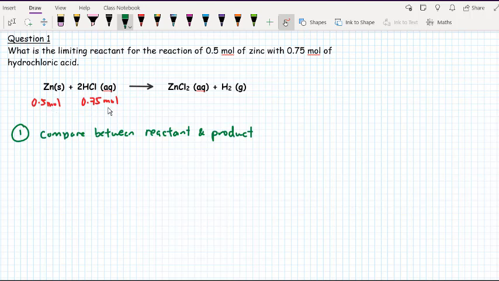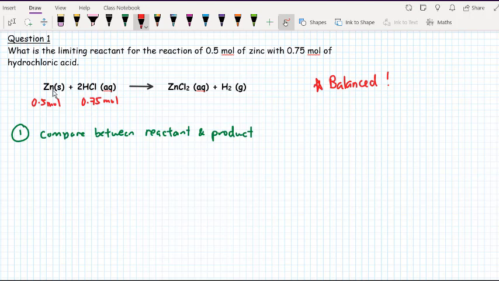In this case, you need to find the limiting reactant even if the question doesn't request it, because you have more than one choice. There are two methods we can use to find out which reactant is the limiting reactant. The first method is to compare between the reactant and product. It is very important to make sure that the equation is balanced, otherwise you won't be able to find the exact answer.